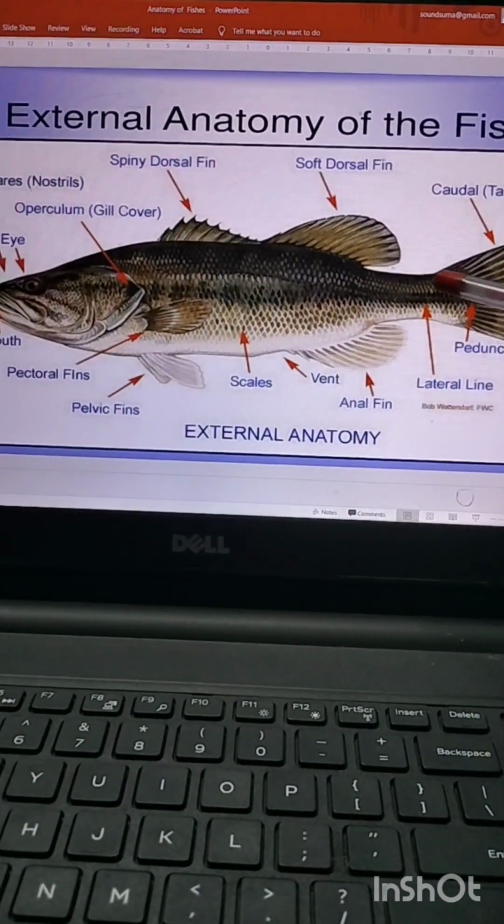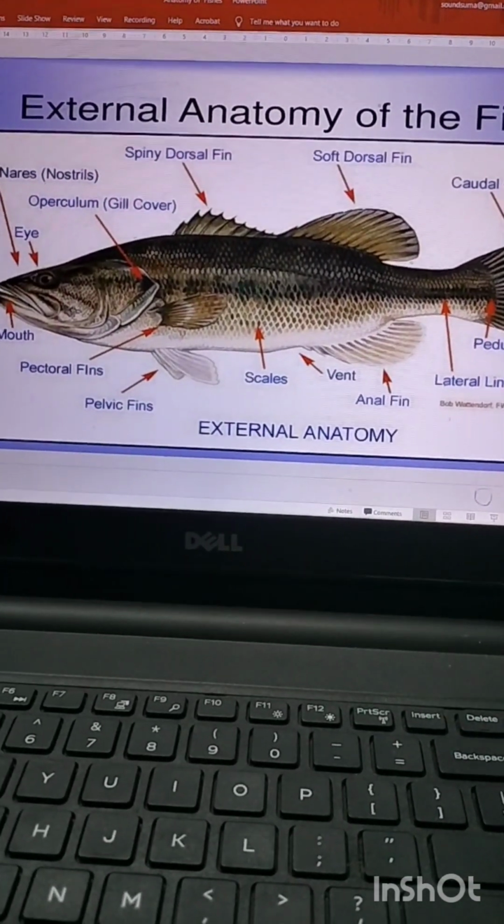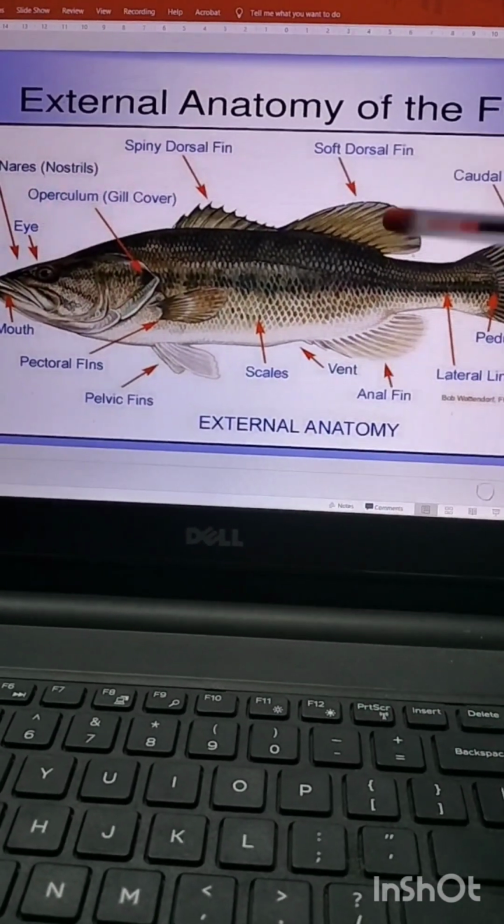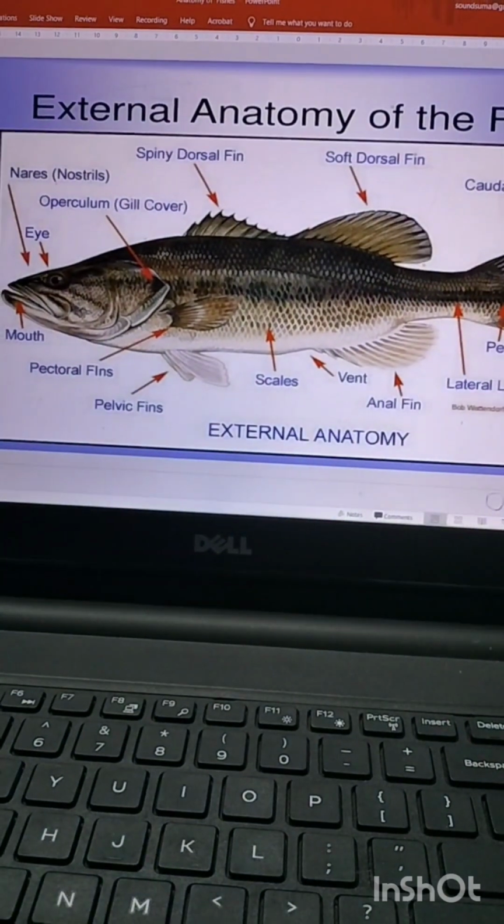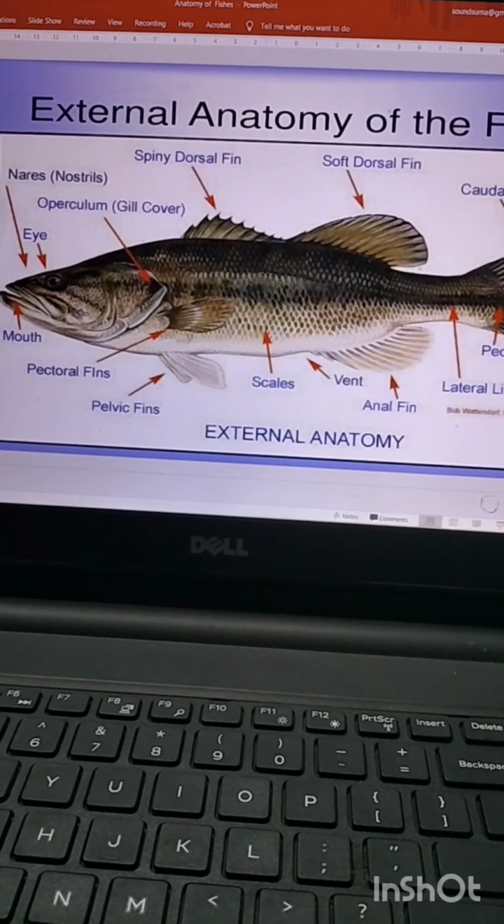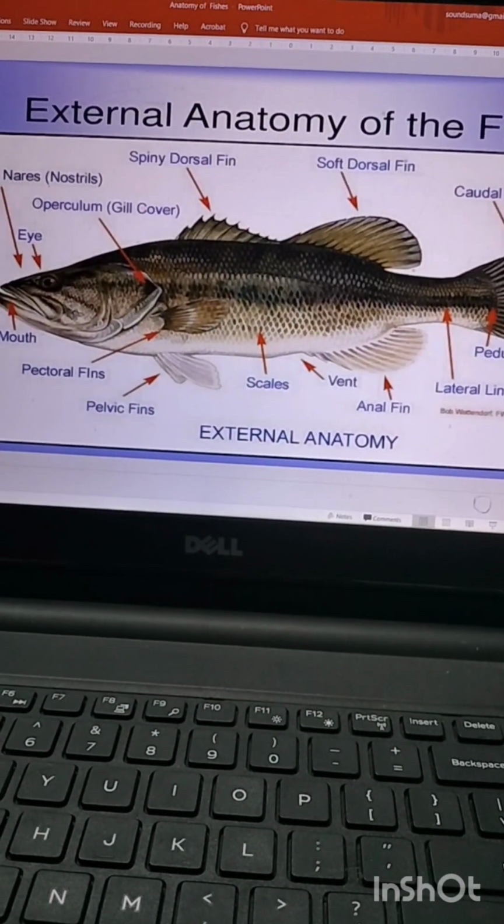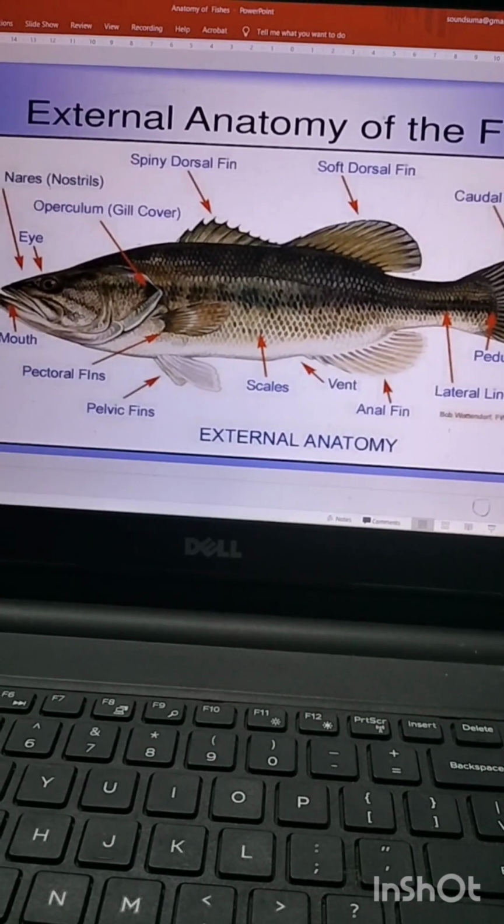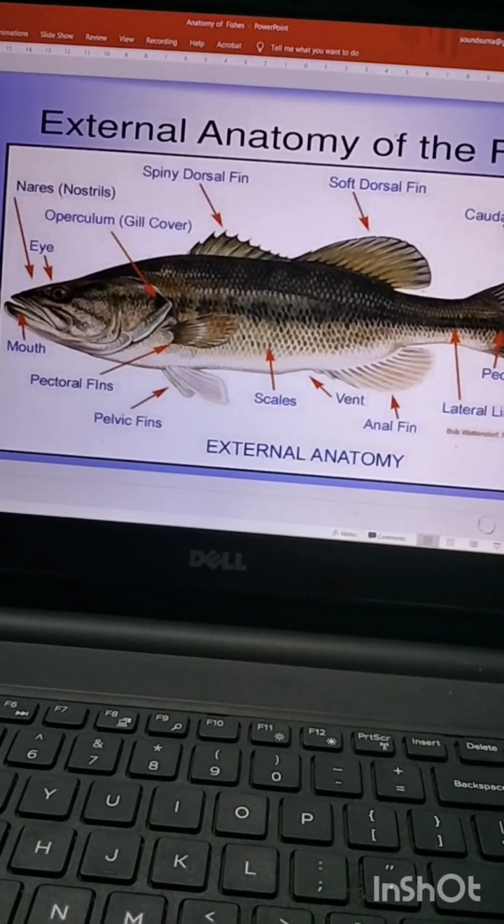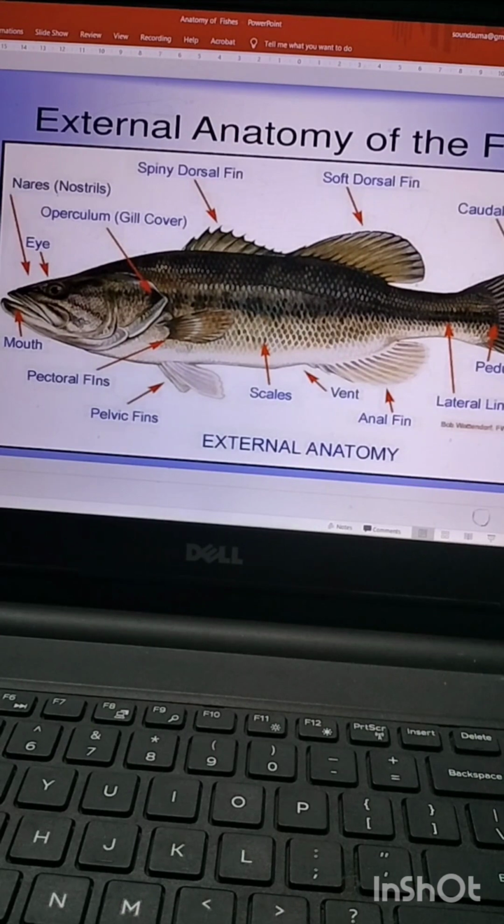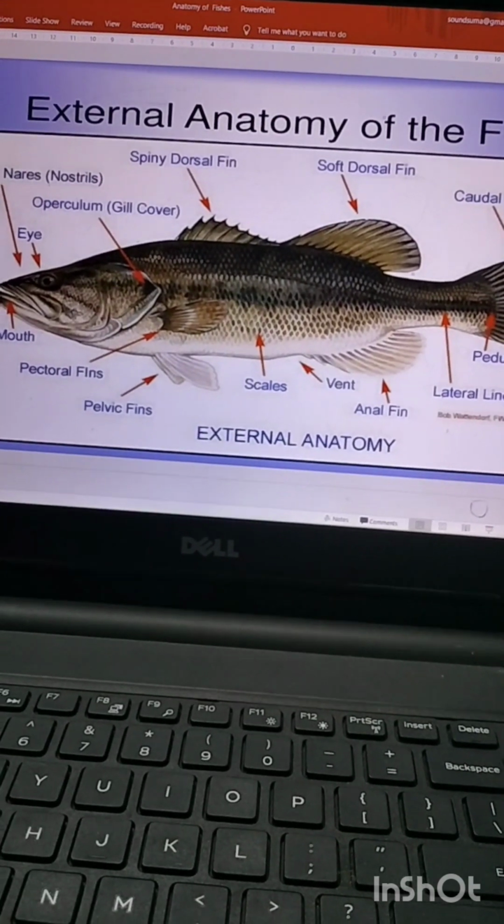There is a line called the lateral line system. In all fishes, the middle line is there. We call it the lateral line system. The function of the lateral line system is sensing movement and vibration. This is the important function of the lateral line system.